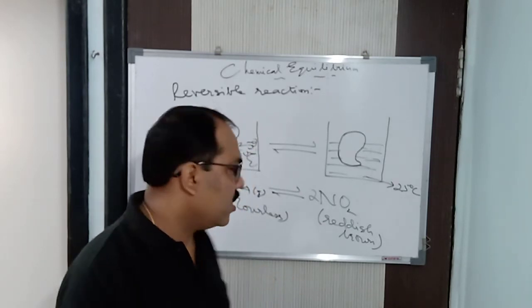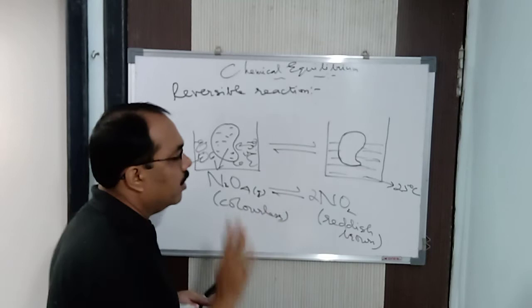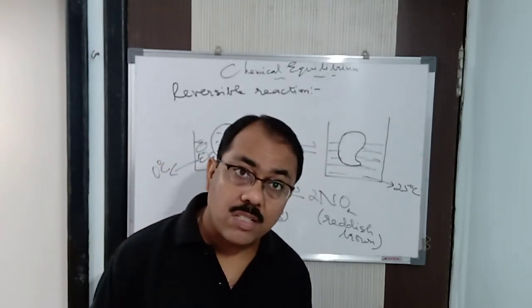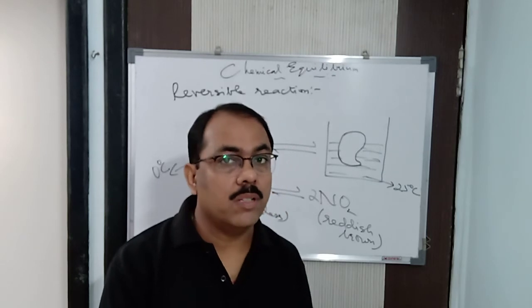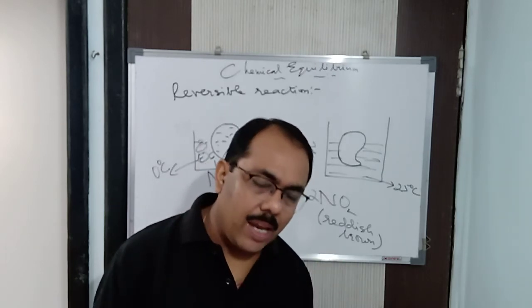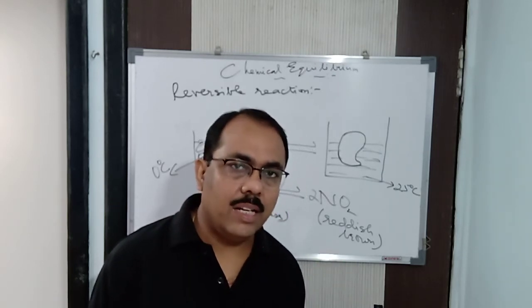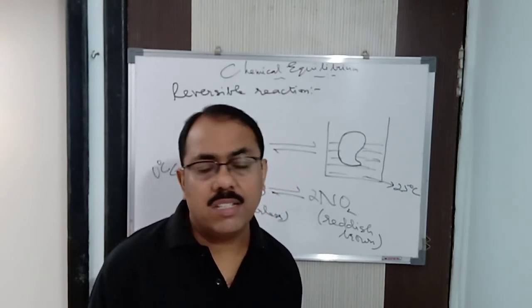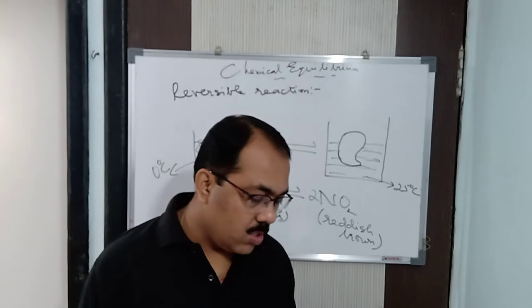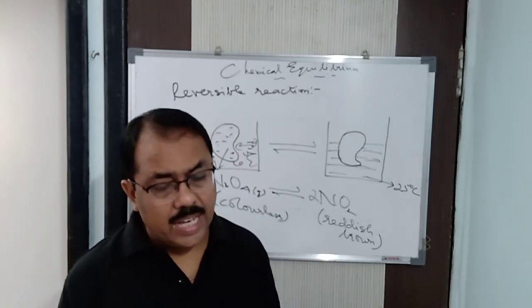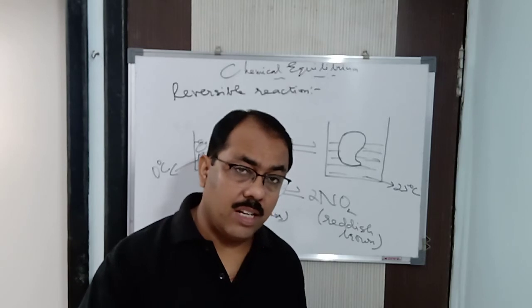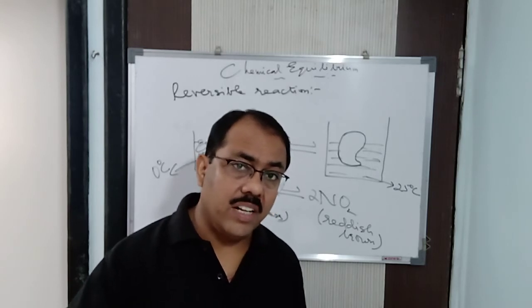Why? Because this reaction attains equilibrium. When the reaction attains equilibrium, the color becomes constant. This is another observable property. By this experiment, you can very clearly say that the reaction has attained equilibrium. The reaction between H2 and I2 to form HI is also another experiment where you can show that the reaction has attained equilibrium.